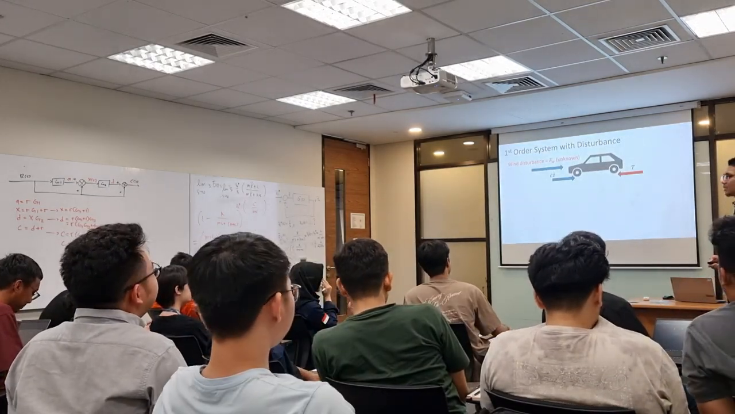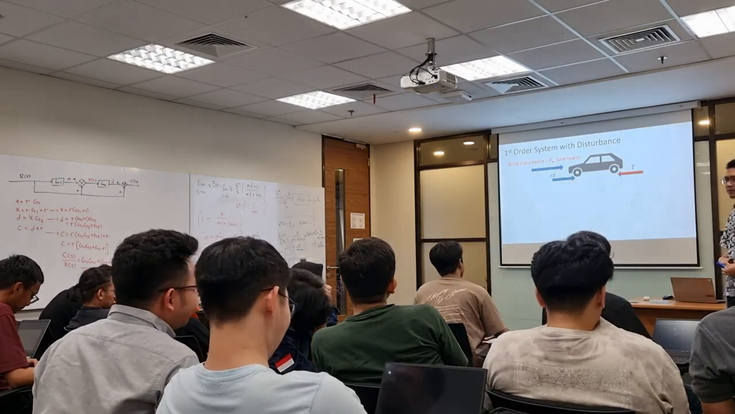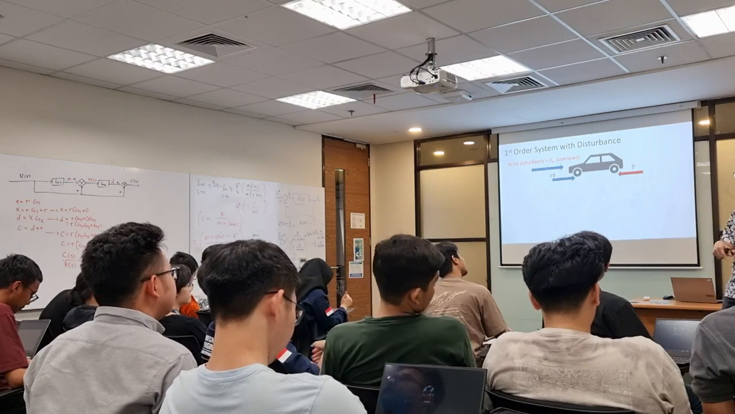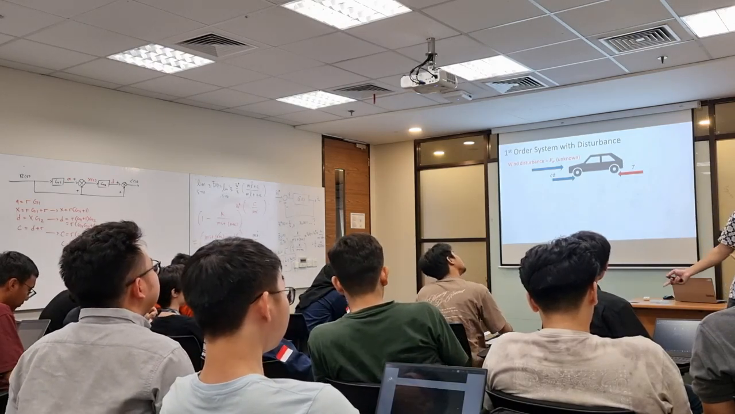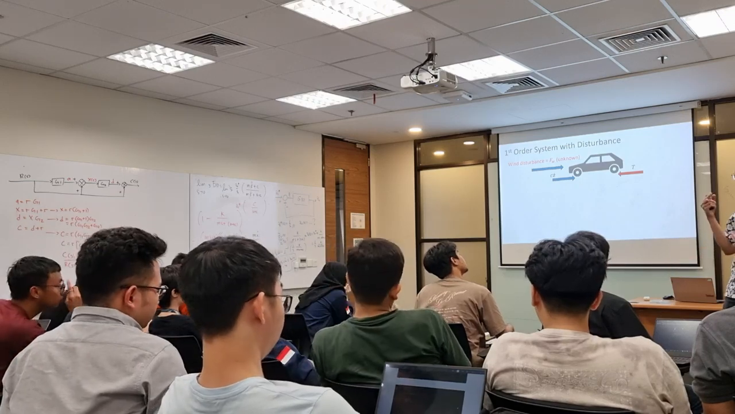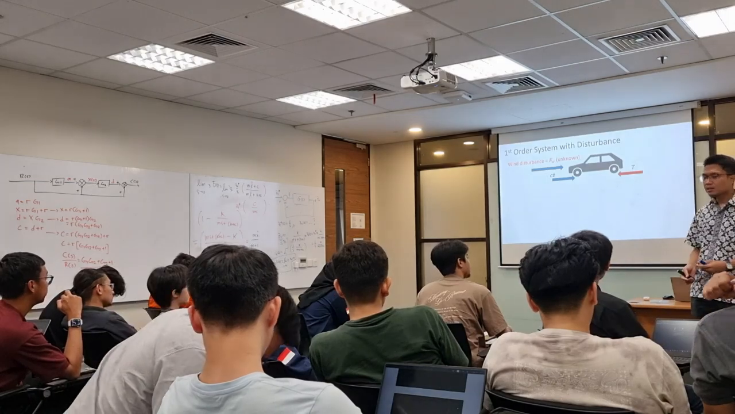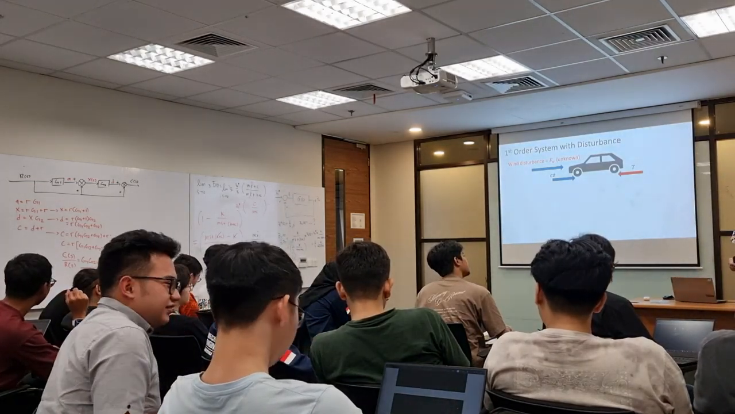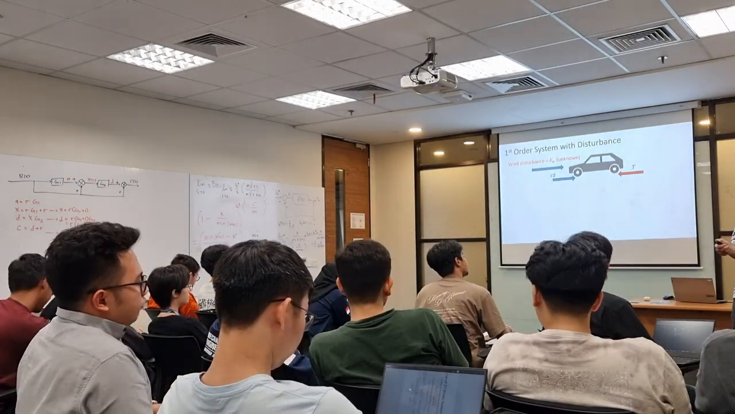Okay. Let us see if we have a disturbance in the system. A disturbance is an extra input that you don't want, that could affect the output of the system, that could make the error larger, and in many cases the disturbance is unknown. But how does our controller react to the disturbance?